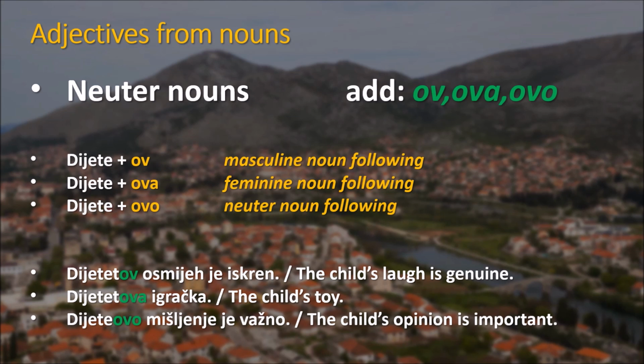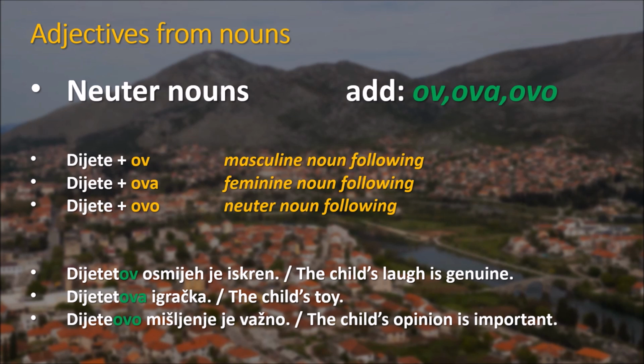Djetetov osmijeh je iskren. The child's smile is honest, is genuine. Djetetova igračka. The first example, osmijeh, does not end on a vowel, so it is a masculine noun. So that's why we said djetetov osmijeh, right?